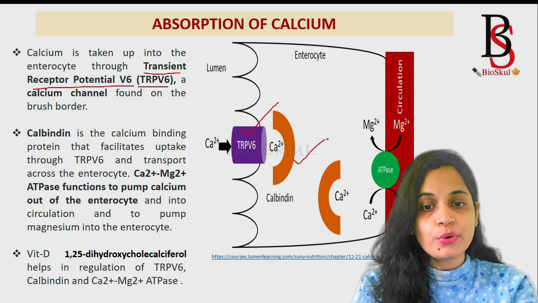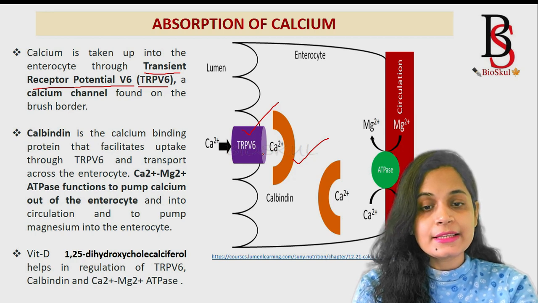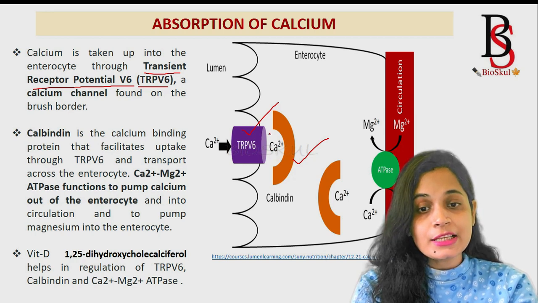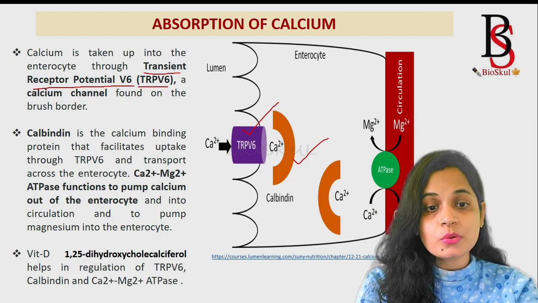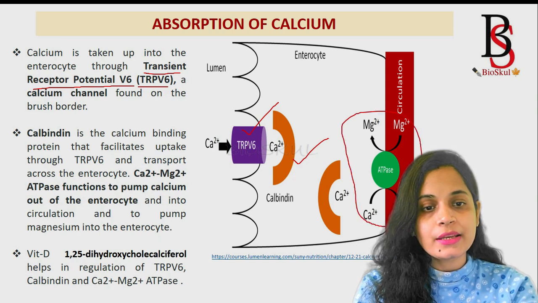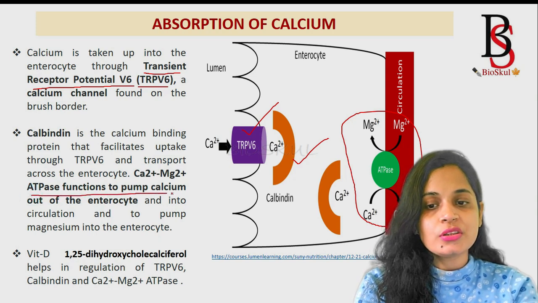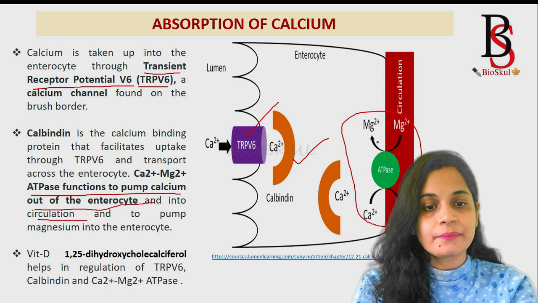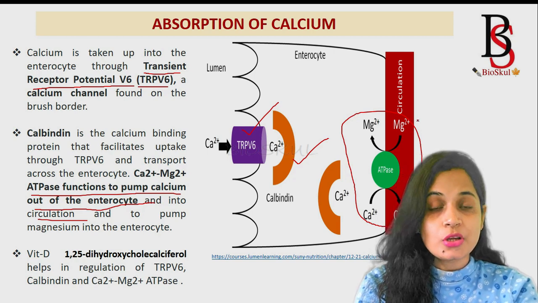Then a calcium binding protein known as calbindin will bind the calcium ion and facilitate the uptake of calcium and its transport across the enterocyte. So how will it transport the calcium ion from the enterocyte to the circulation? There is the presence of calcium magnesium ATPase. This calcium magnesium ATPase functions to pump the calcium out of the enterocyte into the circulation. Then the magnesium ion enters into the enterocyte from the circulation.